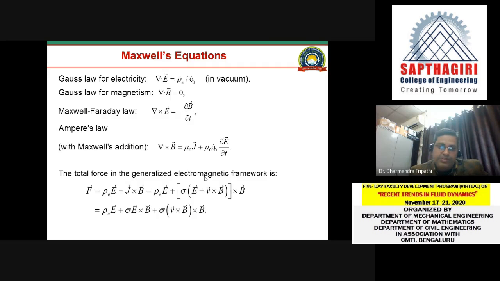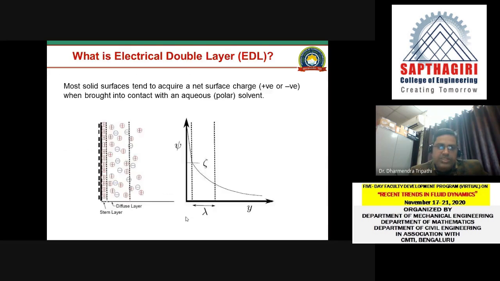And when we have to improve the fluid flow, we can also do it with the help of an electric field. So this is the advantage of electrokinetics. And when we are working on this, using this principle, we can calculate the total force due to this electromagnetic framework. That is in the form of, this is the electric field, and this one is the magnetic field, and this one is an extra term. So we can use these terms, and we can do modeling with the electroosmotic framework.